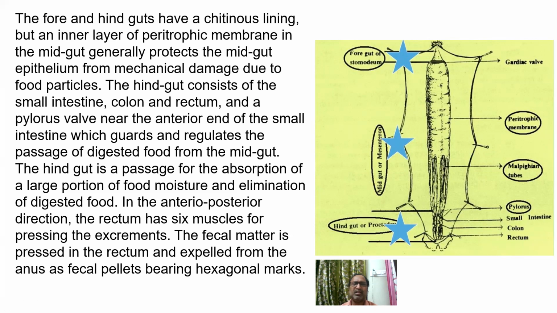My dear friends, this is very simple. Don't forget the 3 regions of the digestive system: foregut, midgut, and hindgut. Foregut and hindgut are called stomodium and proctodium. In between we have a trunk-like elaborate structure that is called mesenteron. This is enough for you for the digestion of the silkworm larva.